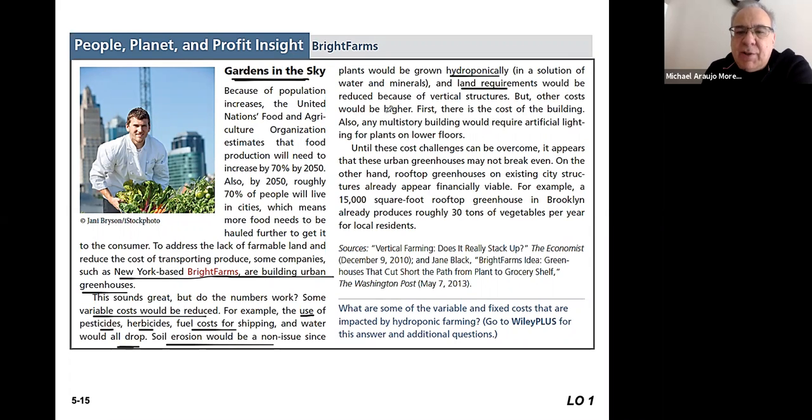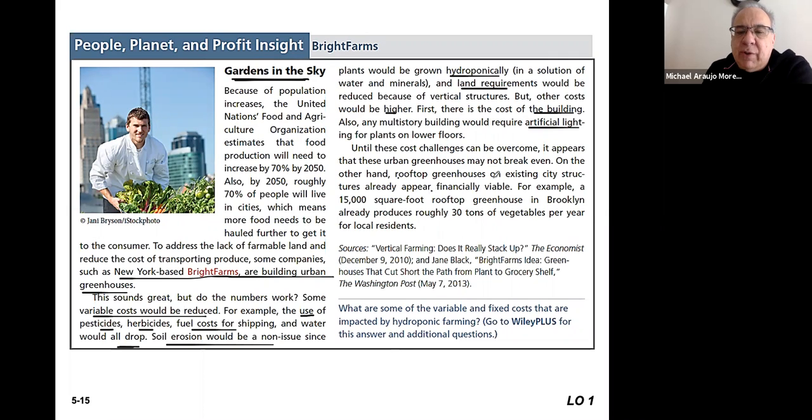However, other costs certainly would be higher because now they're going to need to set up all these buildings. It's their urban greenhouses, right? And it's going to require artificial lighting, which costs a pretty good amount of money. So basically, is it a pretty good idea? Well, it's challenging for sure. And we don't know when these things are going to break even.